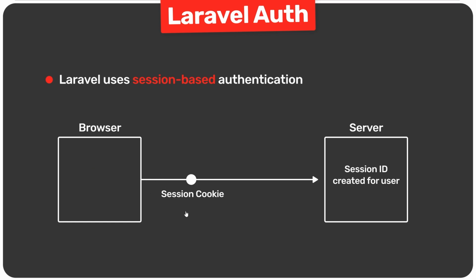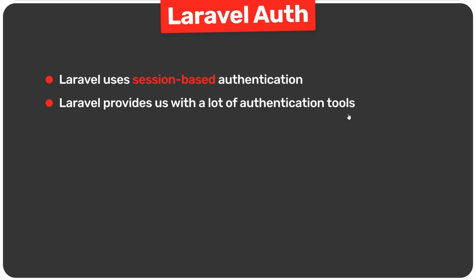For example, when a user tries to navigate to a different page, or when a form gets submitted and the browser sends a post request to the server. Then on the server, Laravel compares the session ID from the cookie with the session ID it stored on the server. And by comparing those, Laravel can deduce whether the user is authenticated or not. Now, to facilitate this whole session-based authentication flow, Laravel provides us with a whole bunch of authentication tools and features out of the box. And through these tools and features, it makes implementing a robust authentication system incredibly easy.